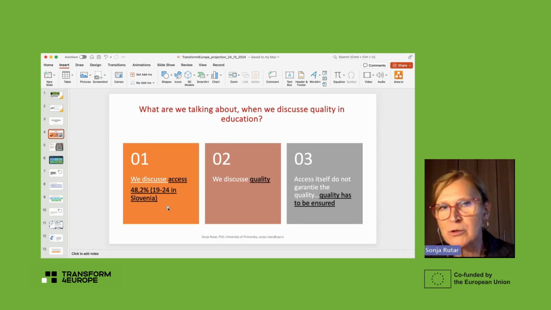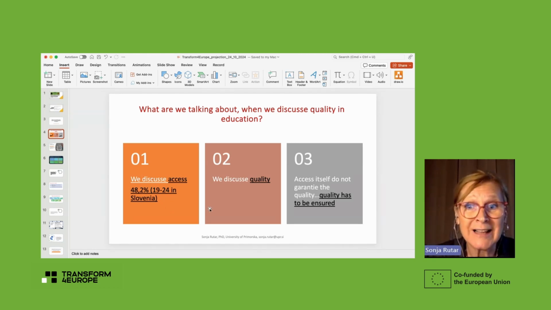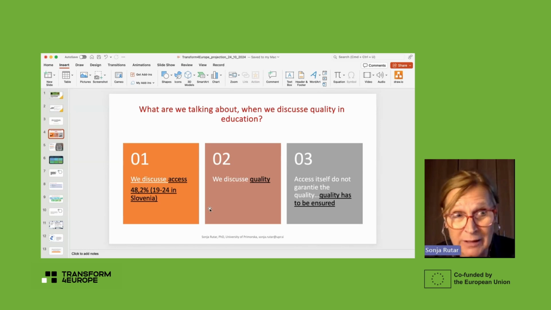So most of you are probably familiar with Rawls's distributive understanding of justice. Well, it's okay that we think about it, but it's also very important that we think about care, because I think that pedagogy itself deals much more with care than only with distribution, you know. So access itself does not guarantee quality.